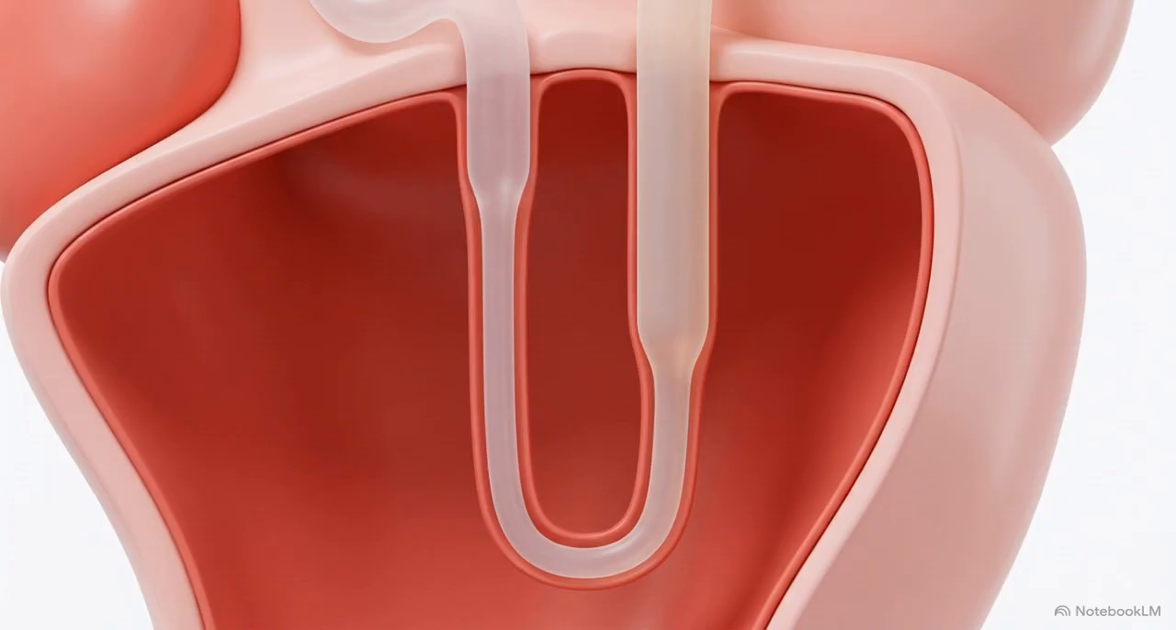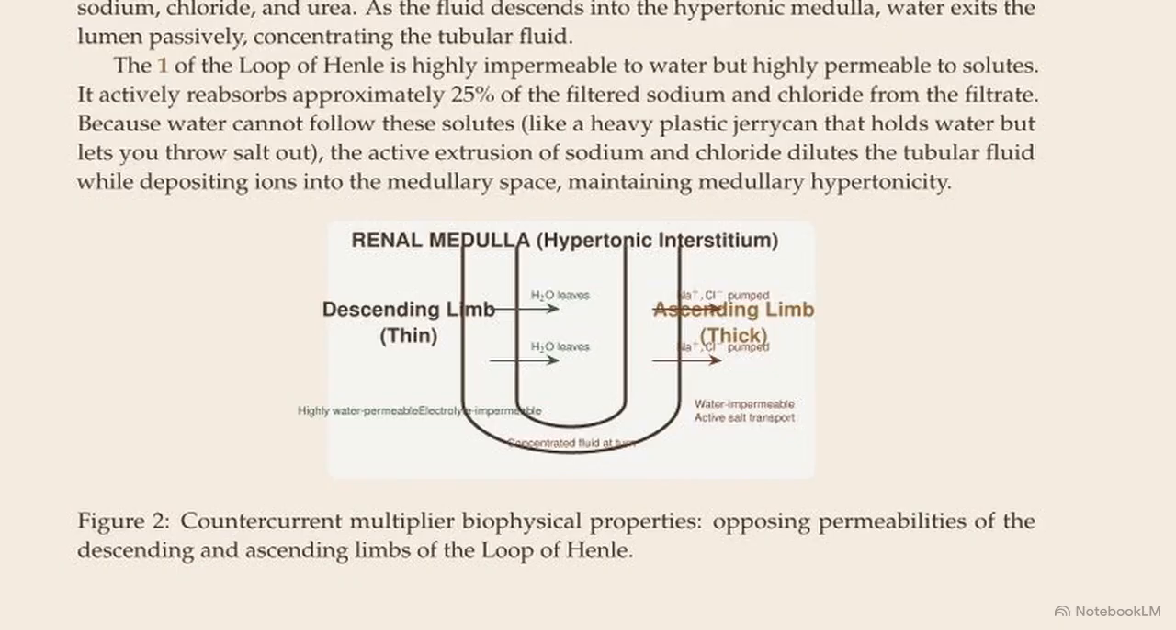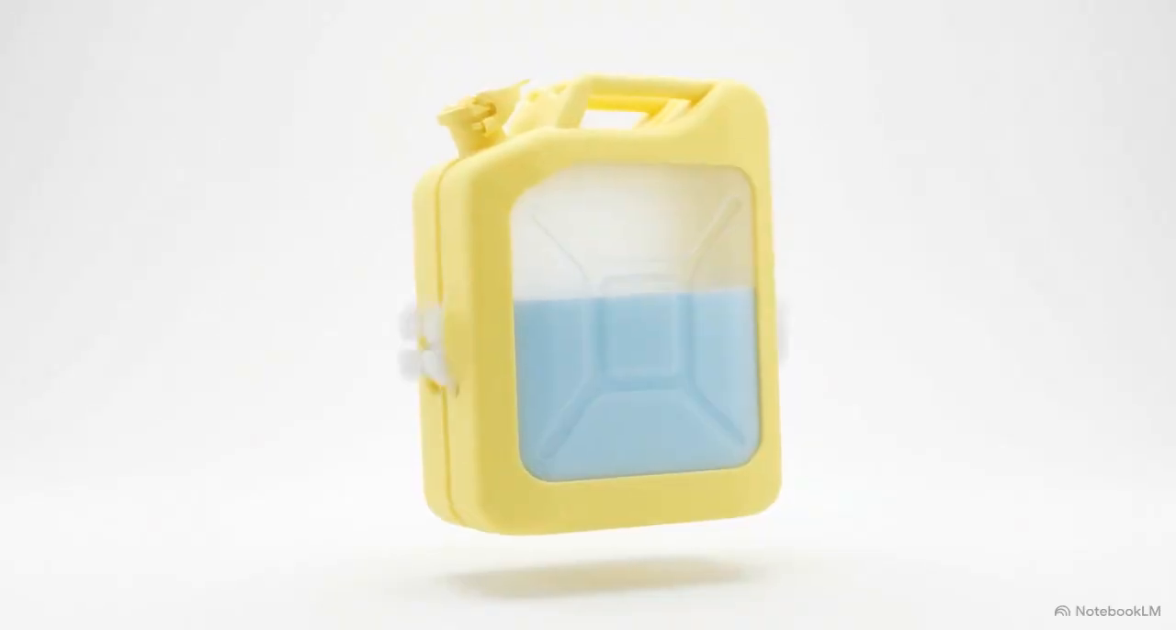After exiting the PCT, the remaining tubular fluid dives deep into the hypertonic medulla through the loop of Henle. This schematic details the loop's opposing limbs. The descending limb is highly water permeable. As fluid descends, water exits passively, leaving highly concentrated fluid at the turn. The thick ascending limb has inverse properties, impermeable to water, but actively reabsorbs sodium and chloride. It functions like a heavy plastic jerry can.